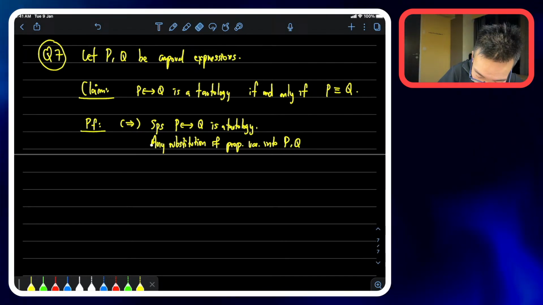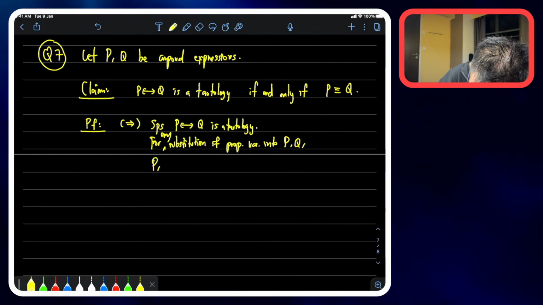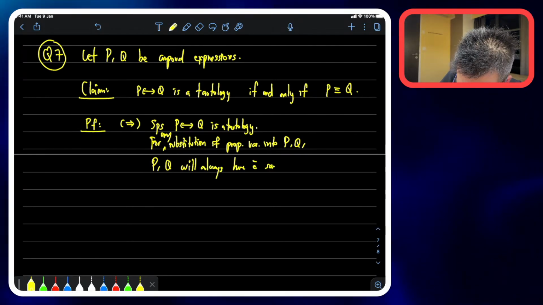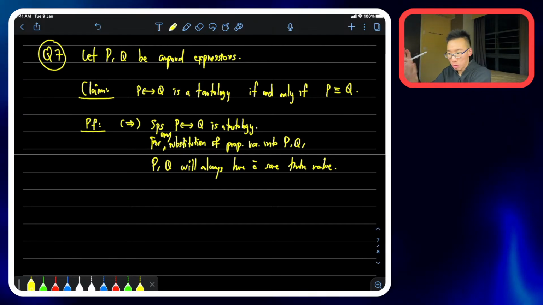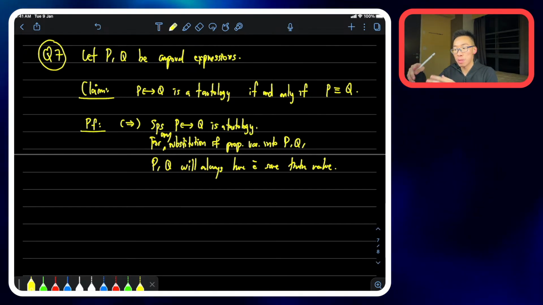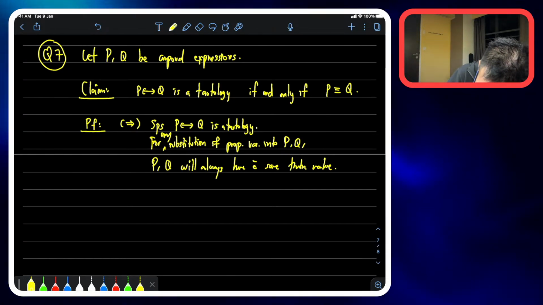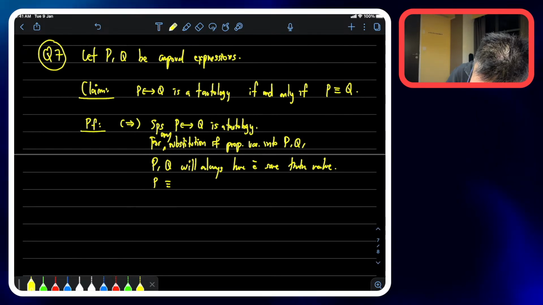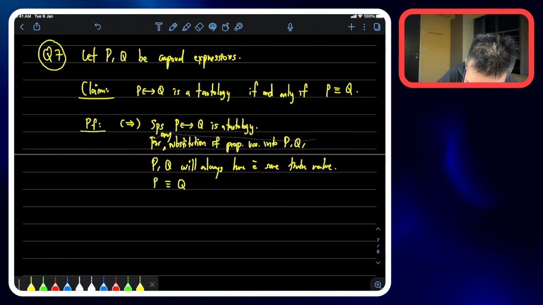In fact, we're going to do it this way. For any substitution, P and Q will always have the same truth value. Now this does not come from equivalence or whatever. It comes simply from the fact that P if and only if Q is a tautology, that means they must have the same truth value. And yet that is precisely what it means for P to be equivalent to Q. Literally, that's the definition of what it means when we say that two compound expressions are equivalent to one another.